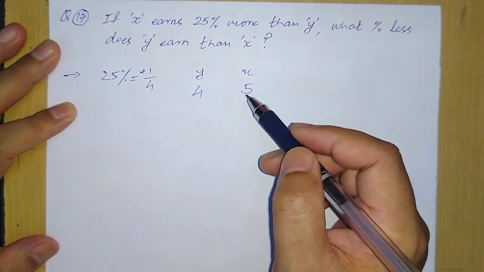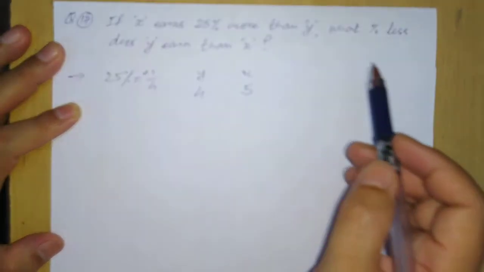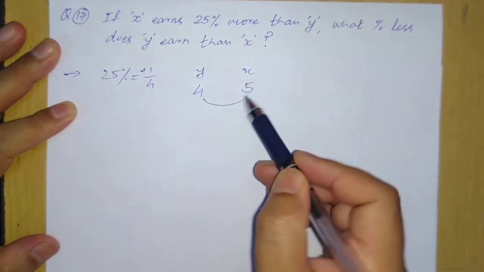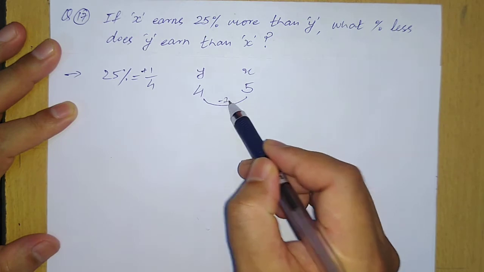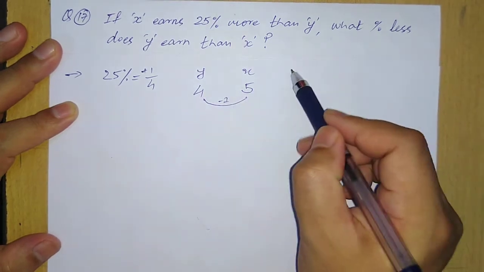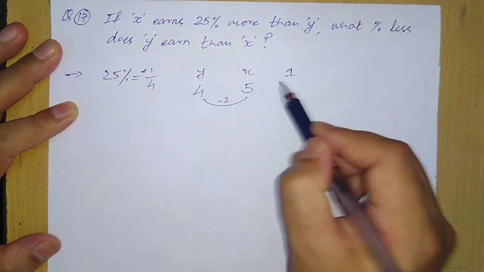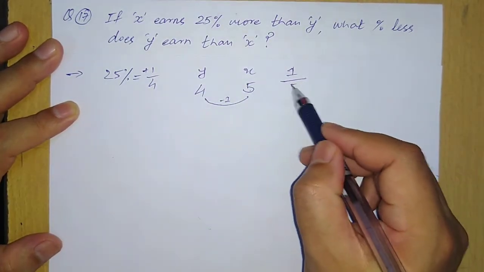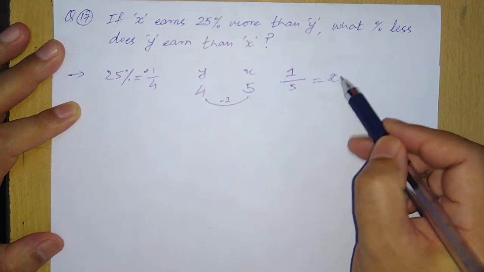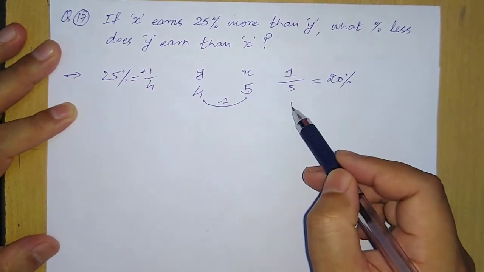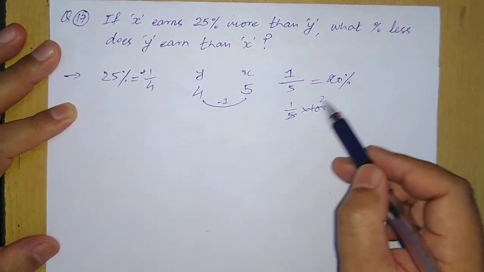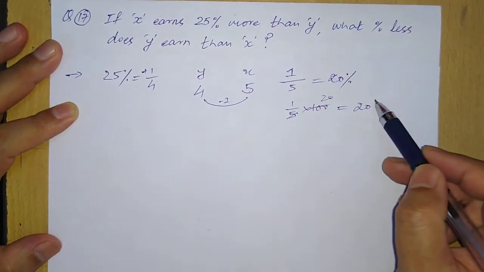So 4 plus 1 is 5. In this question we need to find what percent less does Y earn than X. So Y is earning how much less? 5 minus 1. So 1 upon X, which is 5. So 1 by 5 we know it's 20%. Or 1 by 5 into 100, so it's 20%.